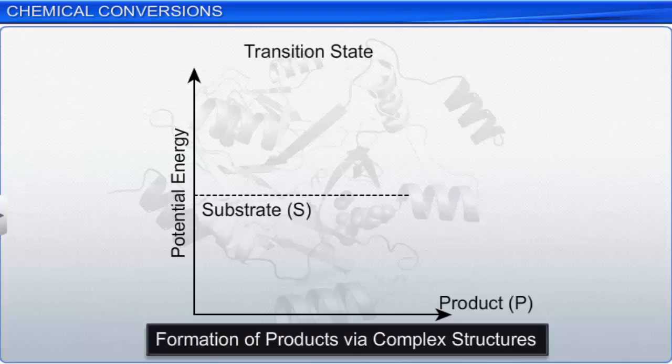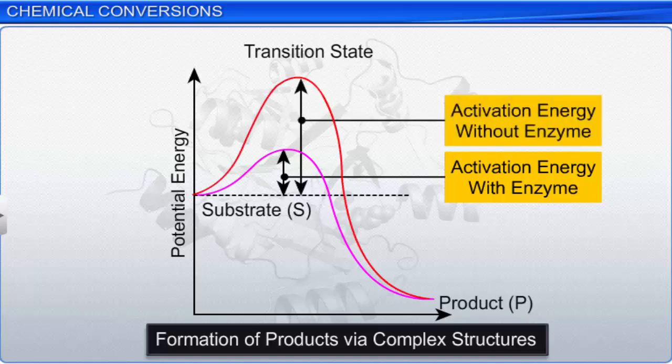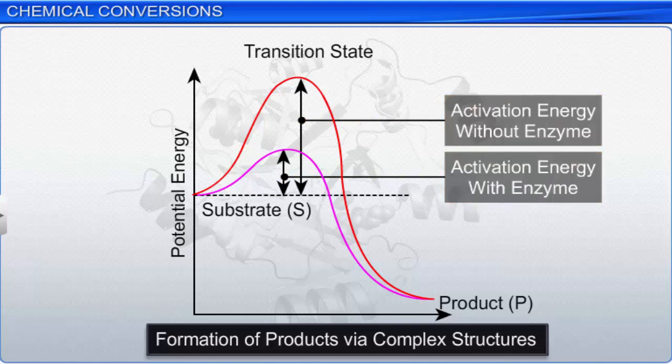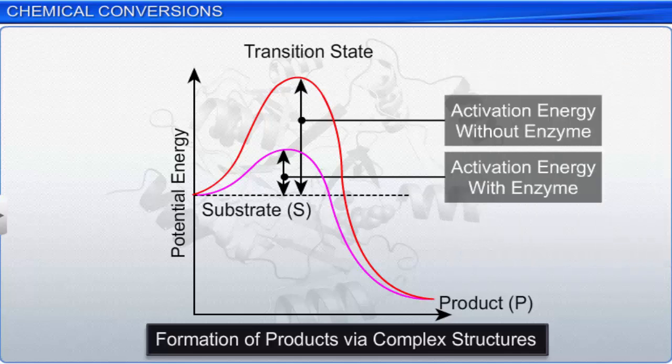This is a graph which shows how enzymes lower the activation energy during reactions, thereby increasing the rate of reaction. Activation energy is the minimum amount of energy required for the chemical reaction to take place. In other words, it is the minimum amount of energy required by the substrates to form products. The y-axis represents the potential energy content, while the x-axis represents the formation of products via complex structures.